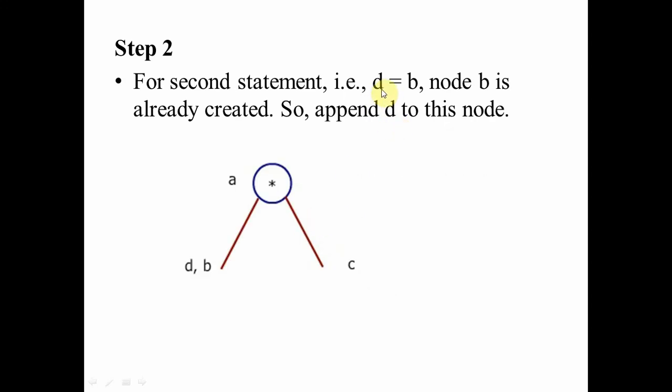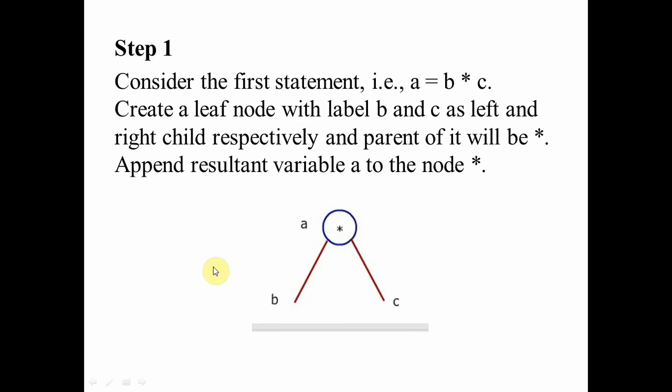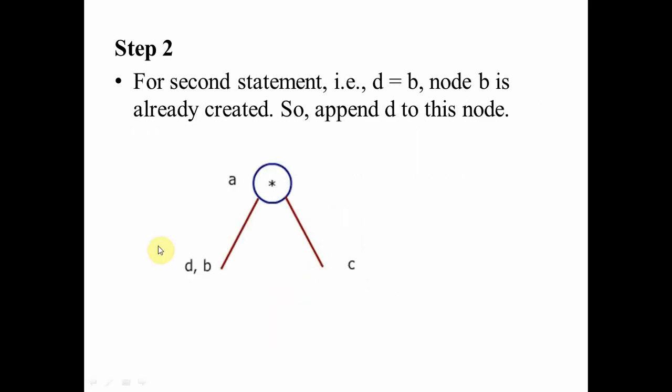Similarly, next is D equal to B. That is, the value of B is assigned to D. Already we have B here, so this B value will be assigned to D. So we can append D to this leaf node. So it can be D comma B, both will be the same.